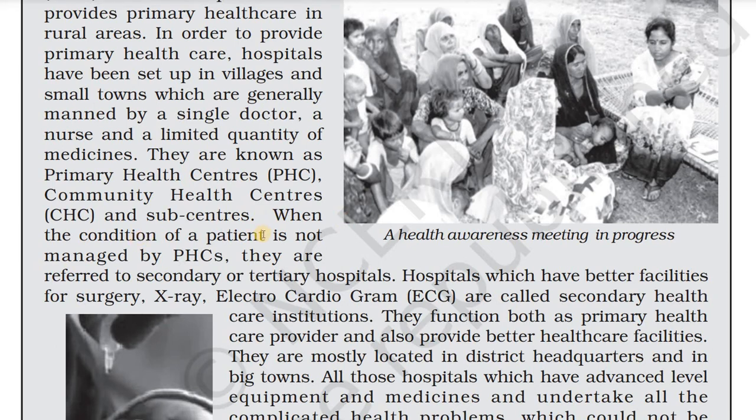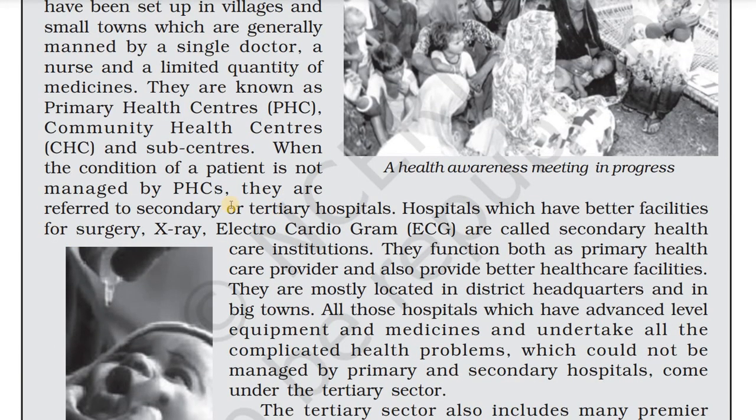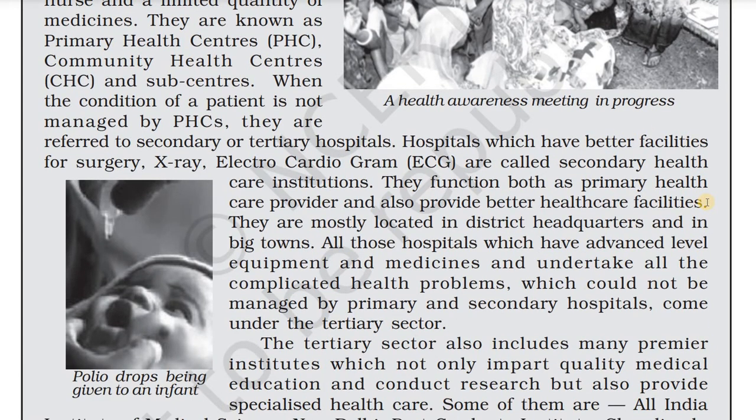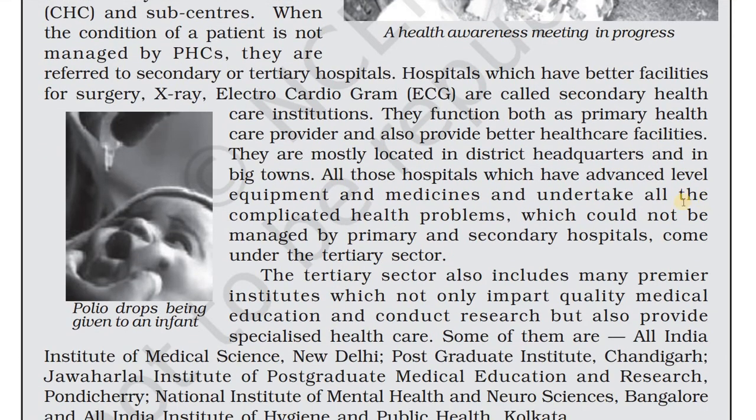When the condition of a patient is not managed by PHCs, they are referred to secondary or tertiary hospitals. Hospitals which have better facilities for surgery, X-ray and ECG are called secondary healthcare institutions. They function as primary healthcare and also provide better healthcare facilities. They are mostly located in district headquarters and in big towns.